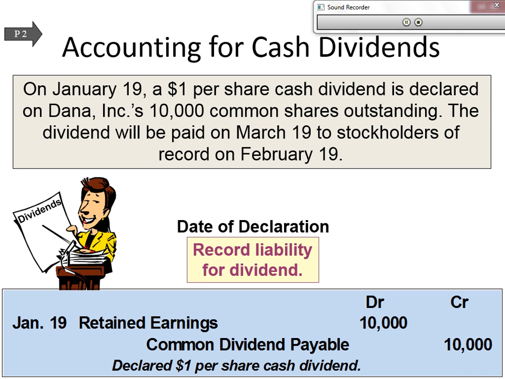What is the date of record? February 19th. What's the date of payment? March 19th. So we know for the date of declaration, there is a journal entry for that, and we're showing where we're putting the liability on the books, right? Showing that it's going to come out of retained earnings for $10,000 and that dividend payable $10,000.